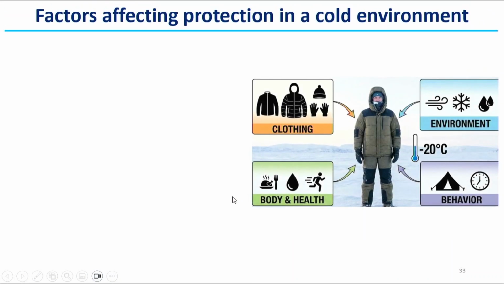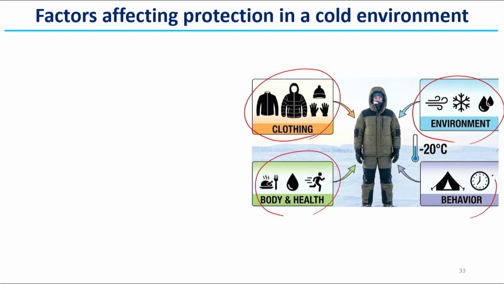So, the factors which affect the protective performance in a cold environment are these different factors. The clothing factors, which we can control, the environmental factors, the body and health related factors, and behavior related factors. So, these are the different factors which affect the protection.